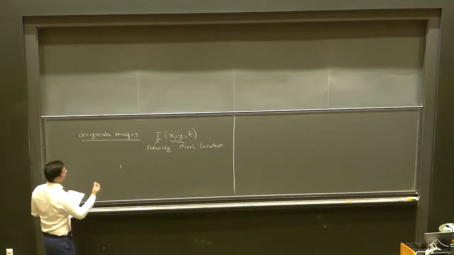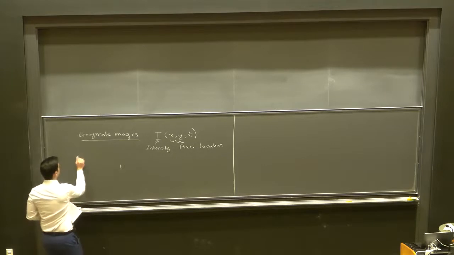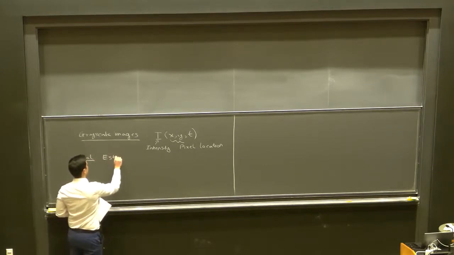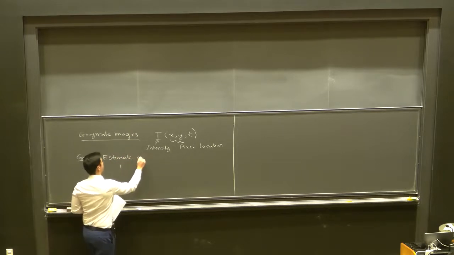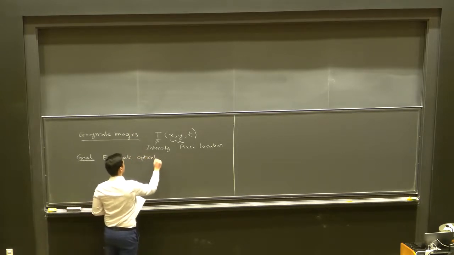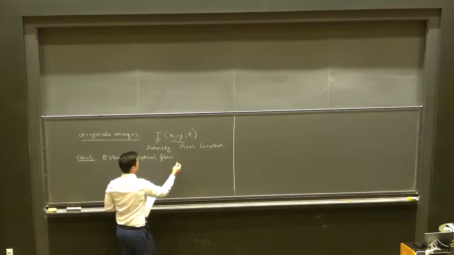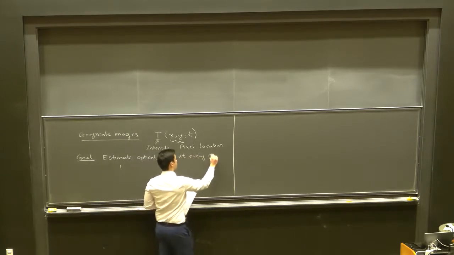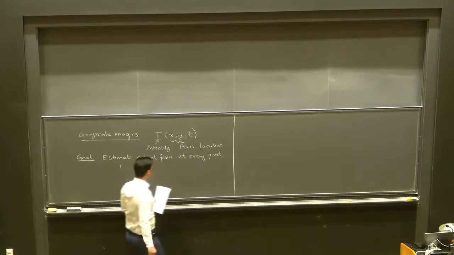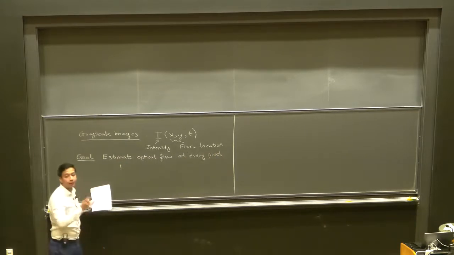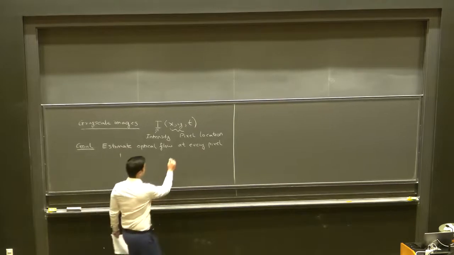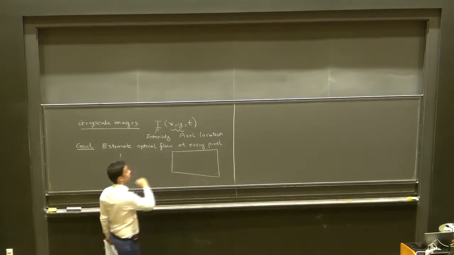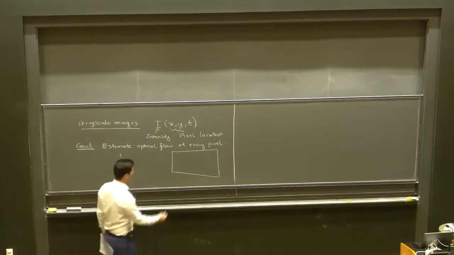And the goal is to estimate the optical flow at every pixel. So at each pixel location, we want to end up with a vector that corresponds to the apparent motion at that pixel, going from time t to time t plus 1.